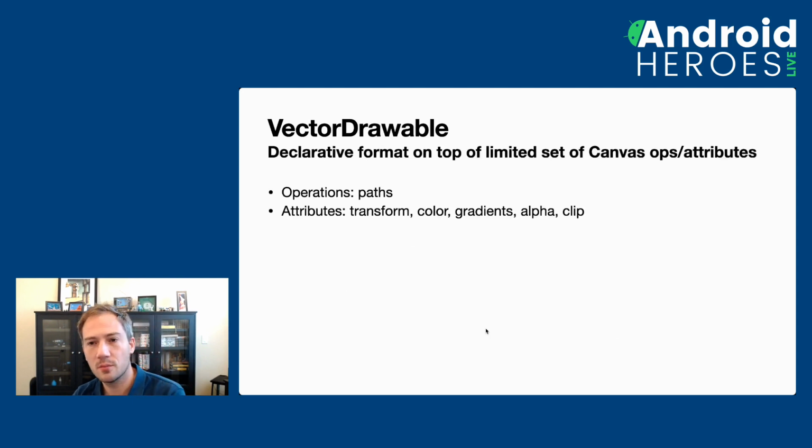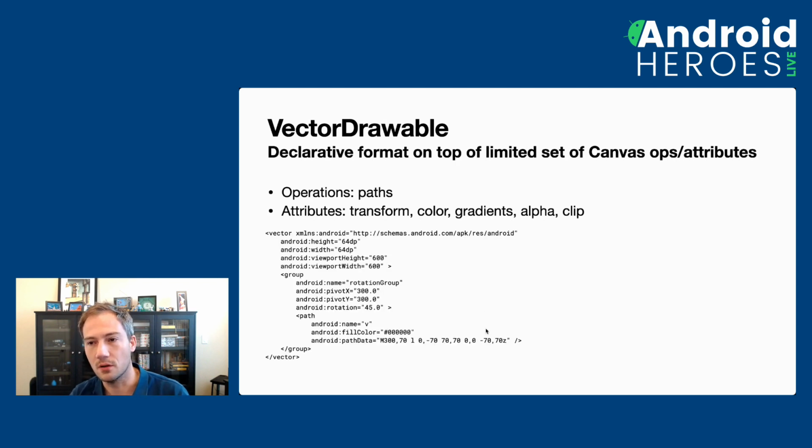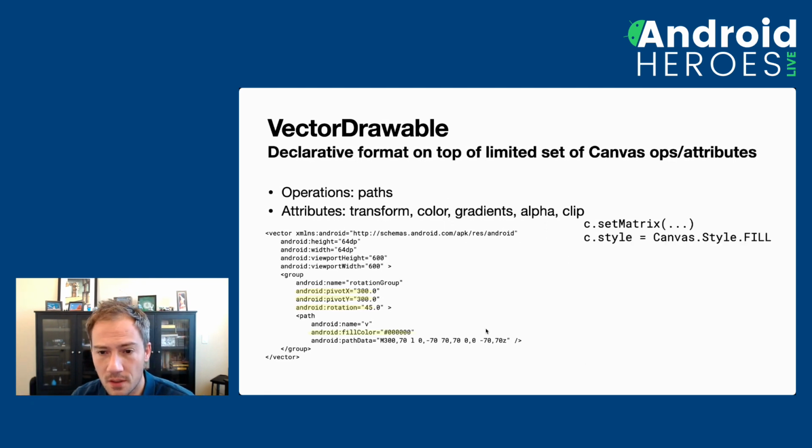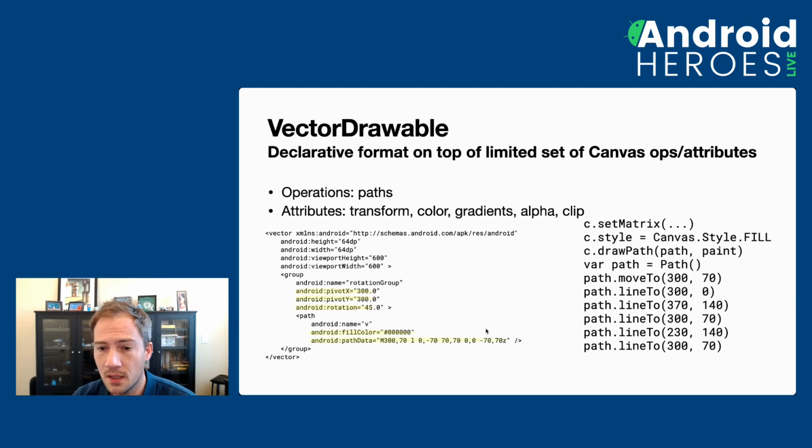So if we take a look at vector drawable, like I said, it's a declarative format that contains a limited set of the canvas commands. So you can have transforms and gradients and alpha, like here. For instance, when we set the pivot and the rotation, it's actually going to call set matrix on the canvas. The fill color is going to set a style. And then the path data is going to contain information on how to create a path object. The M means move to 370, that's a coordinate. Then we have an L, that's a line to. And when there's no letter, we just repeat the last command. So it's just a bunch of lines in this example.